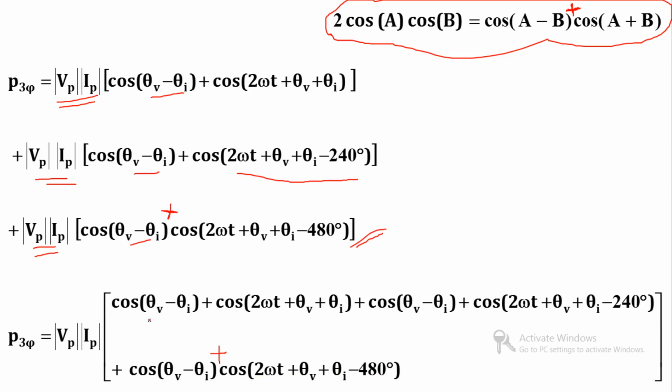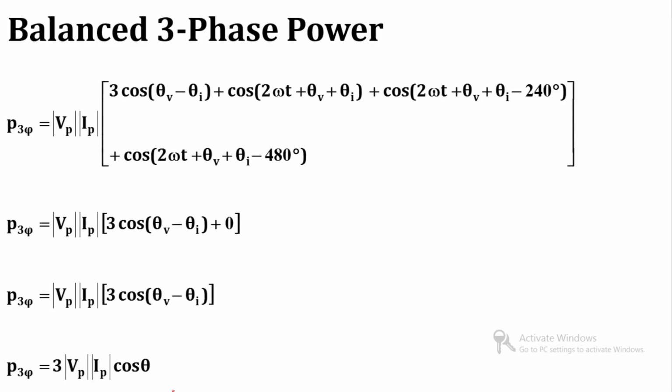So now you can see over here that this cos(θv − θI) plus cos(θv − θI) plus cos(θv − θI) is equal to 3 cos(θv − θI). It looks like x plus x plus x is equal to 3x. So this is the same term, and this is the third cos(θv − θI). So this is my next equation: |Vp||Ip| times 3 cos(θv − θI).